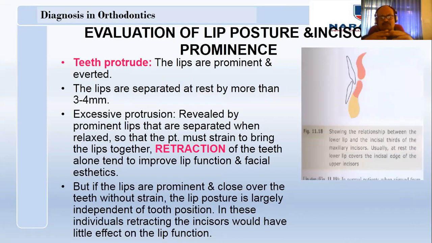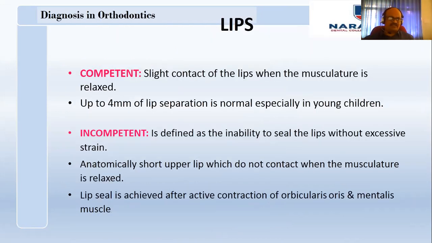Whenever the teeth proclined, this relationship between the lips and the teeth is lost. So when do you call it competent? Normally up to 3 to 4 millimeters of separation when the person is talking or smiling, or when the person is in relaxed position, 2 to 4 millimeters lip separation is a common finding. When the muscles are relaxed, you call it competent lips.